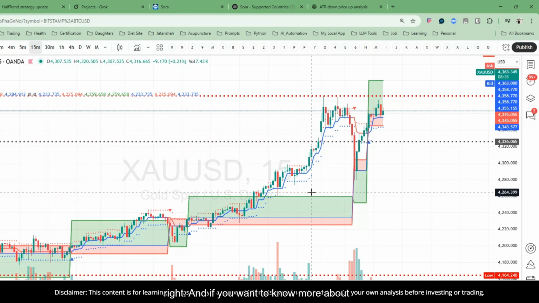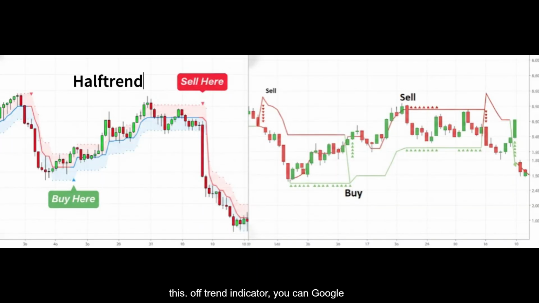If you want to know more about this indicator, you can Google it. We all know that Supertrend is a very famous indicator, but HalfTrend reacts to a trend change immediately, faster than any other indicator. If you are looking at Supertrend, the stop loss will be larger, but HalfTrend immediately changes the trend direction. So it will help you identify the trend quickly. That's the reason I use the HalfTrend logic.